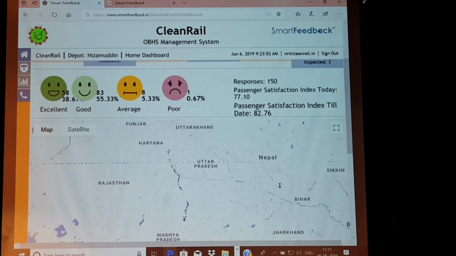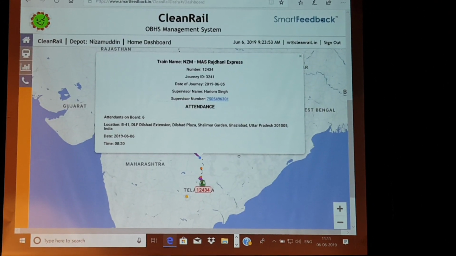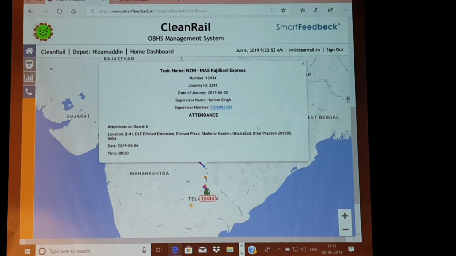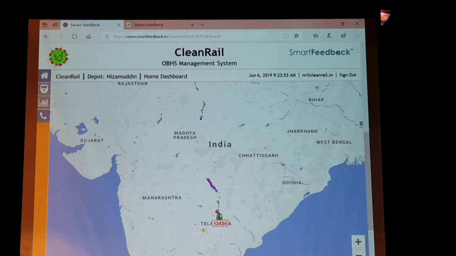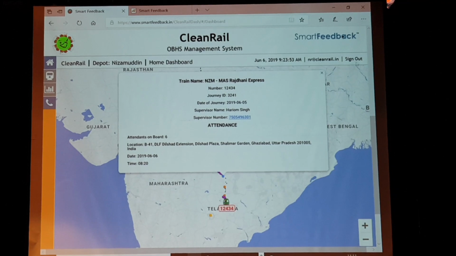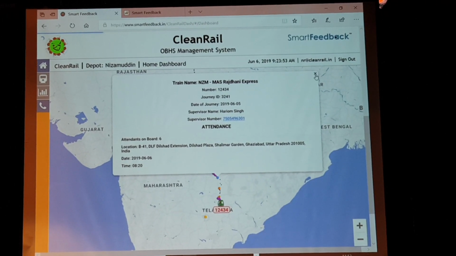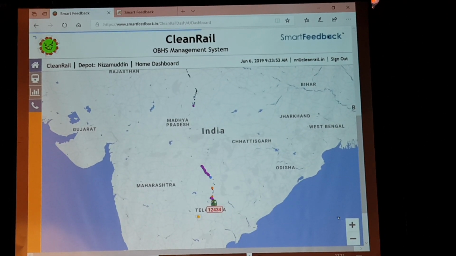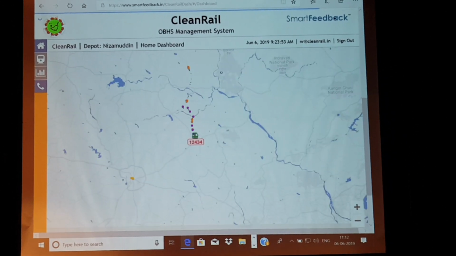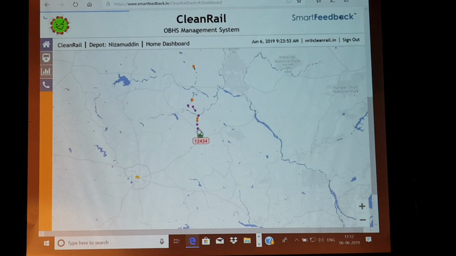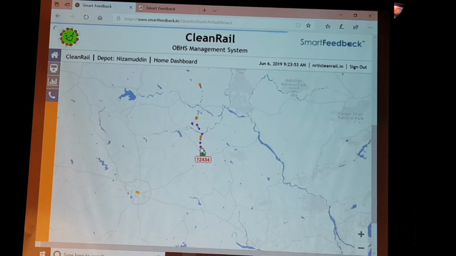And if we look at the journey of the train, we can see the live location of the train, and by clicking on the different data points, we can see what has happened. So this is the attendance summary, and we can see the attendance that has happened at 8:20 a.m. today. It's just fetching the data from the live system at the moment. You can see the cursor moving.